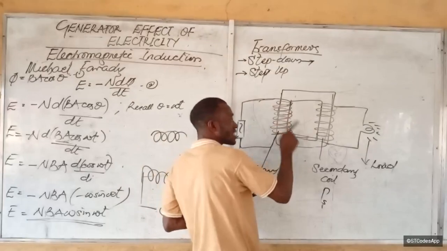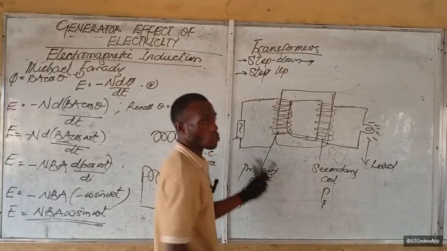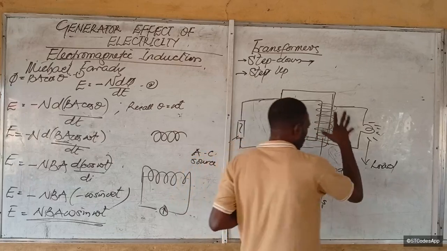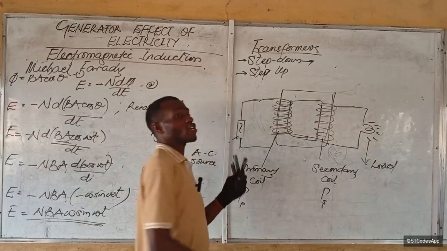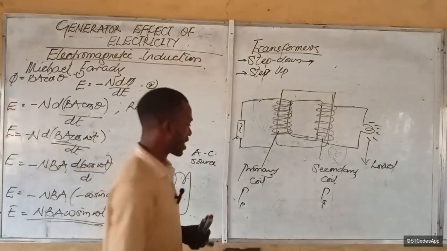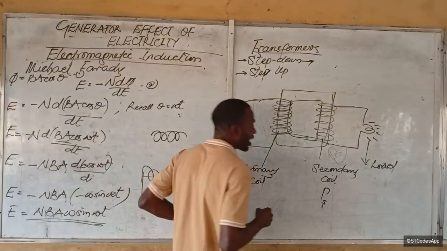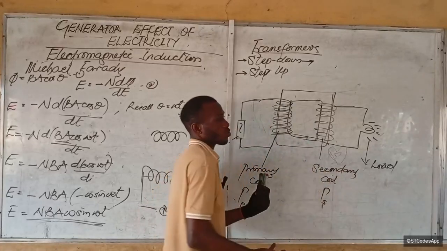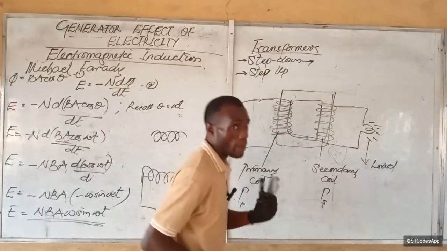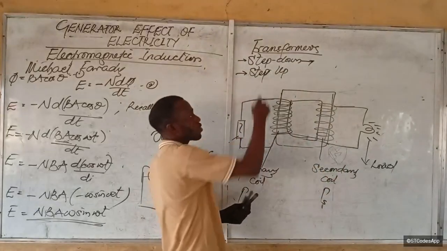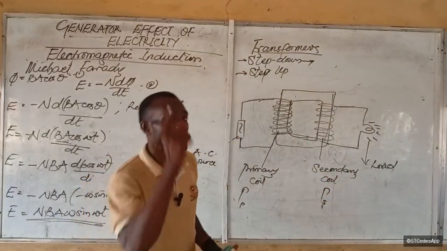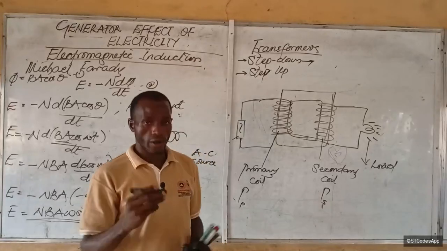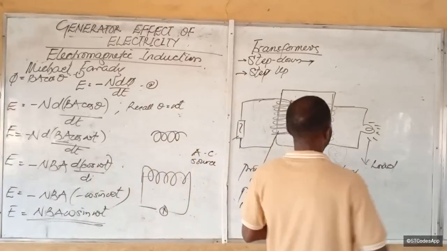So the number of turns in the primary coil that is coming from the source will be greater than the number of turns in the secondary coil. And if the opposite is the case, such that the number of turns in the primary coil is now less than the number of turns in the secondary coil, then what we want to do is what? We want to boost the voltage, amplify it, or increase the voltage. We call it a step-up transformer. Step-up transformer.